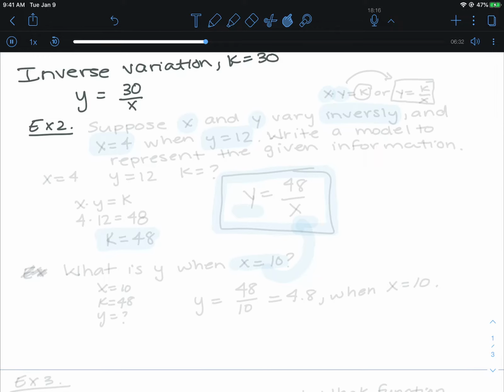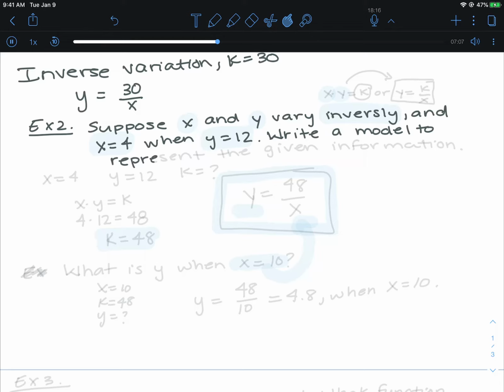Let's say, suppose x and y vary inversely, and x equals 4 when y equals 12. We want to write a model to represent the given information.